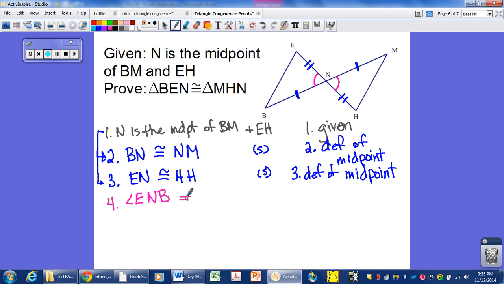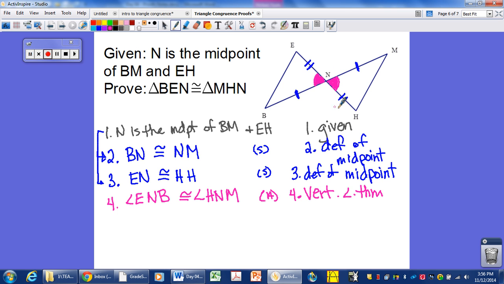ENB and HNM are congruent because these are what type? These are vertical angles. So by the vertical angle theorem, vertical angles are congruent. I notice that in this triangle, I have a set of vertical angles. Anytime you have this type of picture, you have vertical angles, and vertical angles are always congruent.